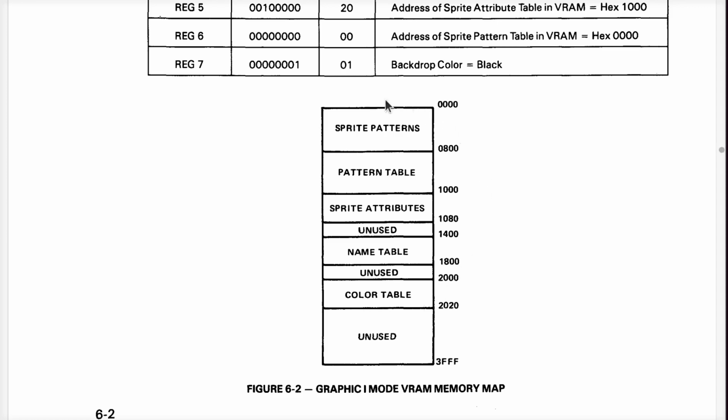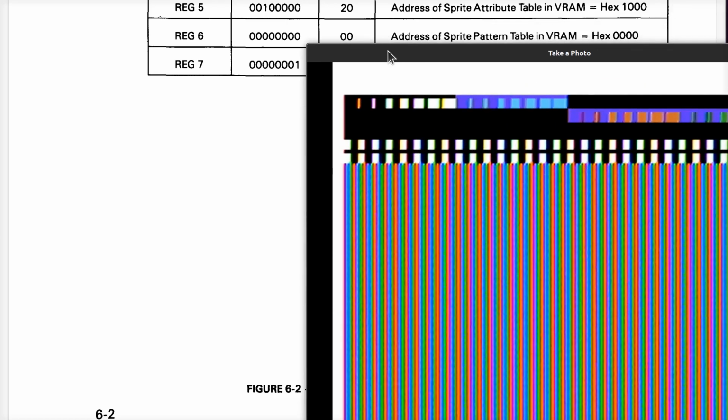So now all we need to do is understand how all these tables work. Believe it or not, you already know how the pattern tables work. It literally is 8 bytes for each one of these tile patterns.